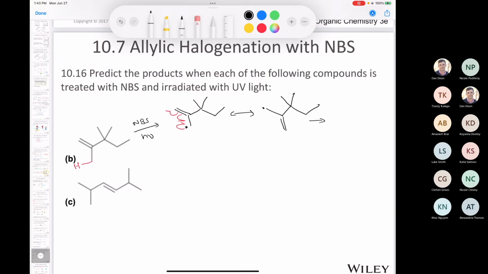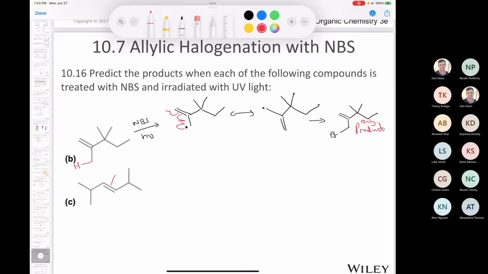So I'm going to end up with something that looks like this, where I have my double bond, my bromine's going to be here. I have my geminal dimethyl, and there we go. So this would be the product. We'll put here only product. Okay. What about the next one?